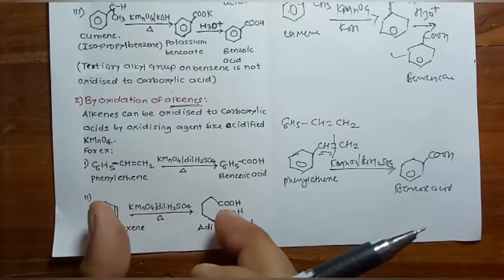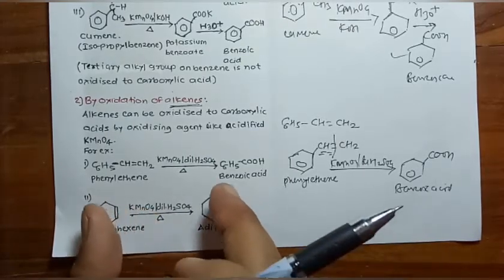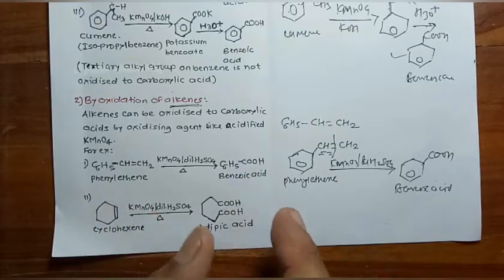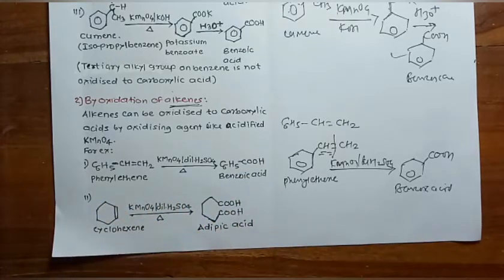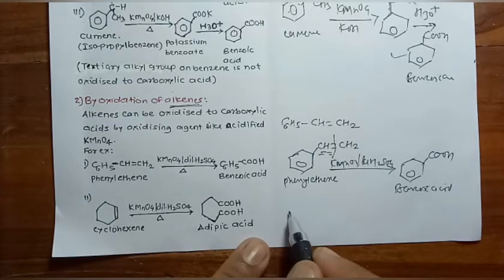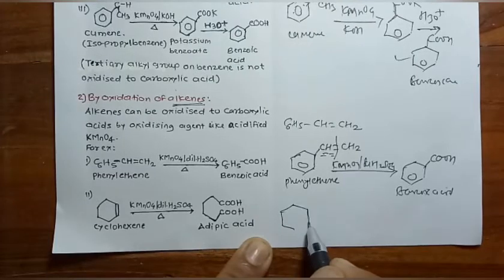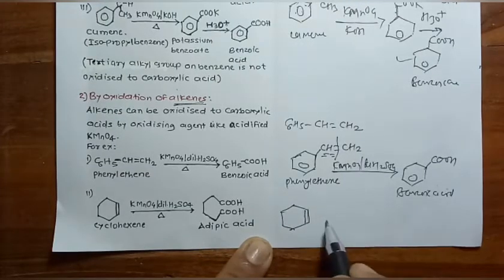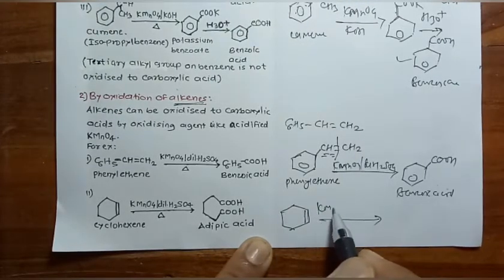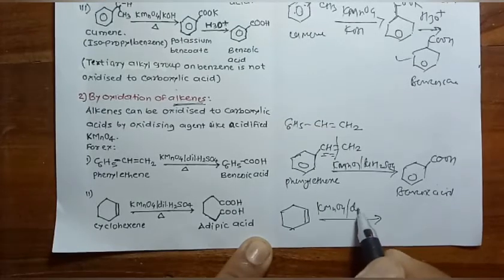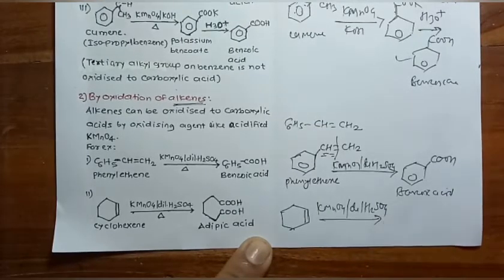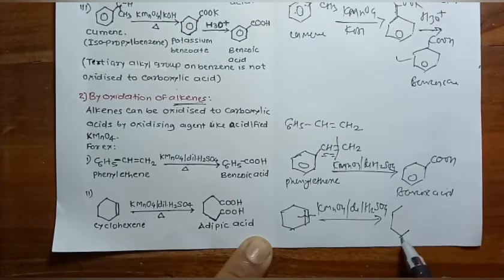Such types of reactions are given in our book. There is no need to write the balanced reactions, because balanced reactions are not given in our book. Here again another example, it is cyclohexene. We can convert this cyclohexene here. When cyclohexene is oxidized by using acidified KMnO4, the bond between these two carbons breaks, and it is converted into such a type of compound.